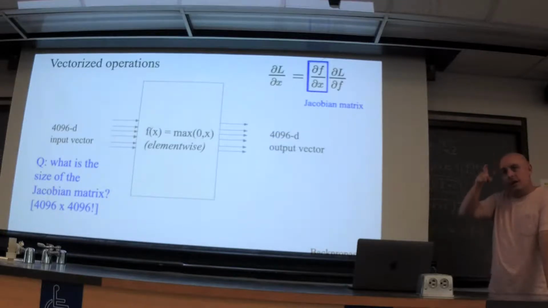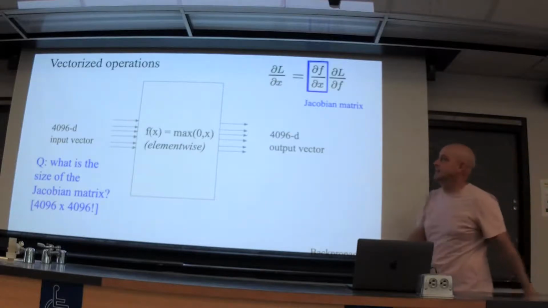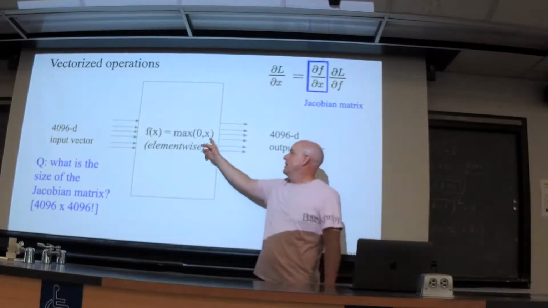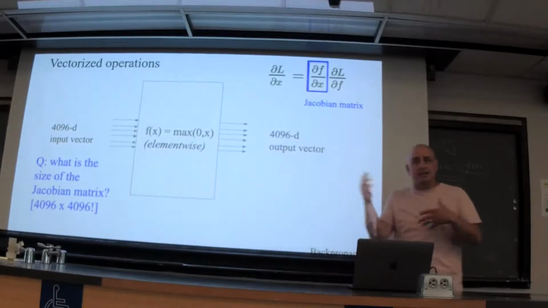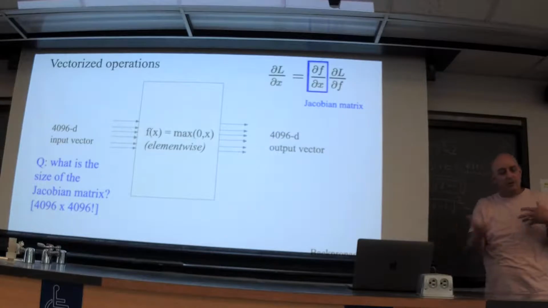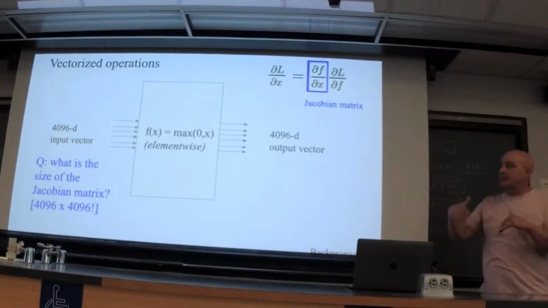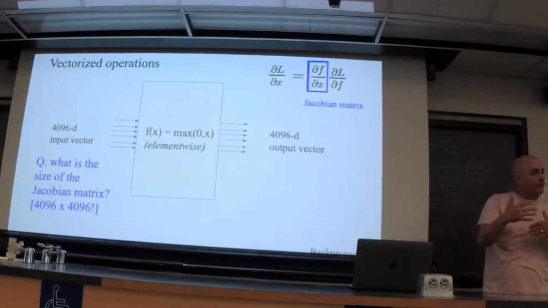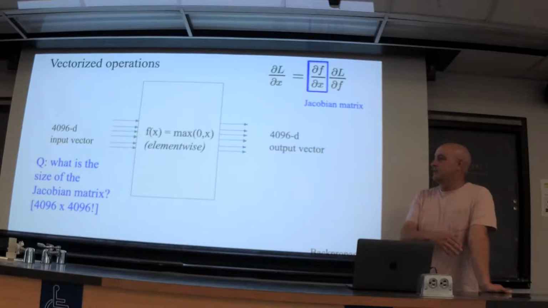What are the possible entries along the diagonal? Somebody's trying to say it. 1 and 0, good. 1 and 0, exactly. It's 1 if the input is greater than 0, right? Because we have basically x, partial of x with respect to x itself. So that gives you 1. But if x is less than 0, then you have 0, partial of 0 with respect to x, which is 0. So it's either a 1 or a 0.